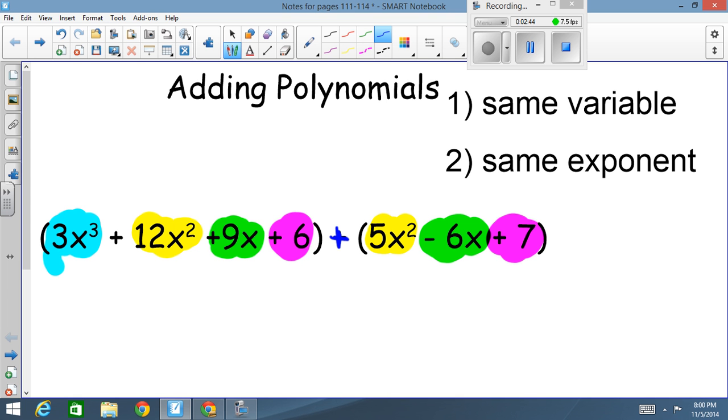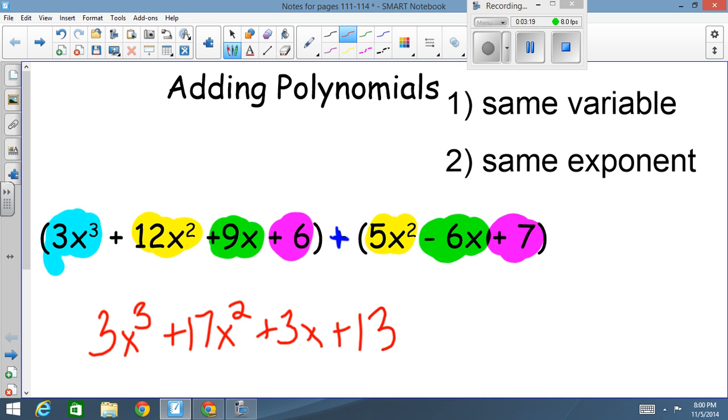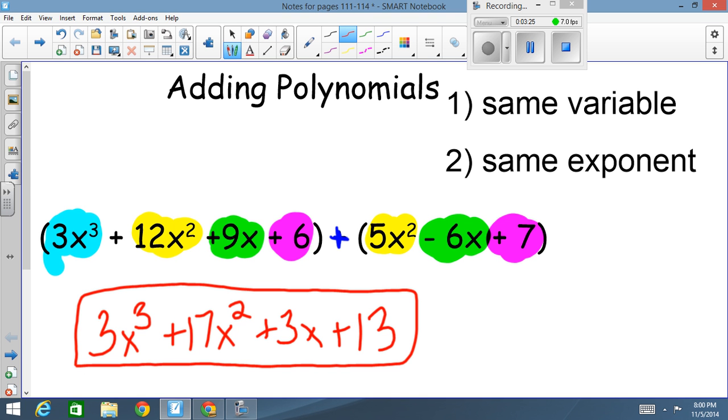So now let's put this in descending order. By descending order, I just mean by the highest exponent down to the lowest exponent. So I'm going to put my 3x to the third first. When I combine a positive 12x squareds plus 5 more x squareds, that leaves me with 17x squareds. When I add 9x's, then I subtract 6x's, I'm left with 3x's. And when I do 6 plus 7, I get 13. Now none of these are like terms, there's nothing left to combine, so that would be my simplified form.